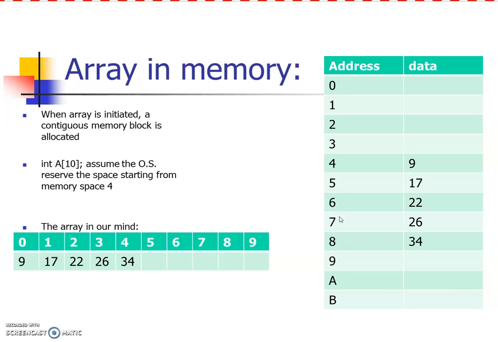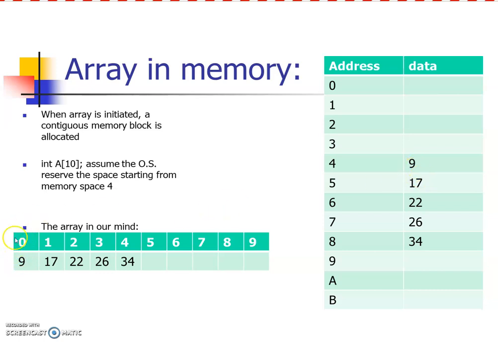When the array is being accessed, the operating system will understand the first location is 4, the address of 4, and that corresponds to the very first item. So the array in our mind has 5 elements and it has 10 spaces. The array in our mind, starting with the first location, has values 9, 17, 22, 26, and 34. In memory, they are actually stored in a continuous space this way.